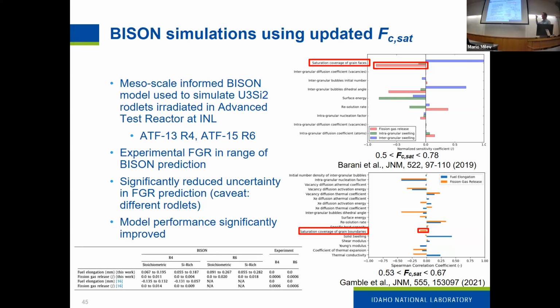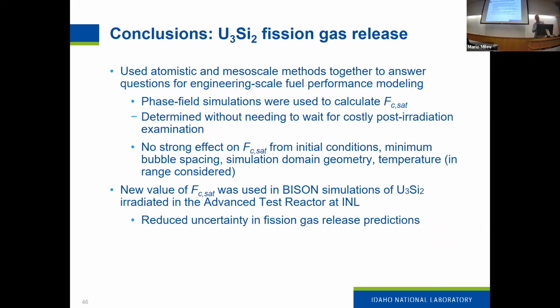It's not shown here, but the performance of the model is also significantly improved. Having a value of FCSAT at 0.78 caused tremendous problems for the model's performance, because the fuel just swelled way more than it would physically. So this brings us more in line with what should happen physically, and that made the model perform quite a bit better. So that is the conclusion for this section.